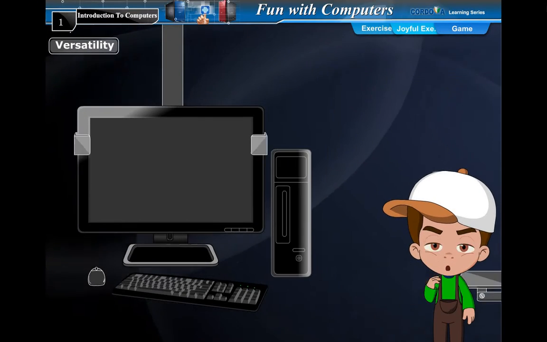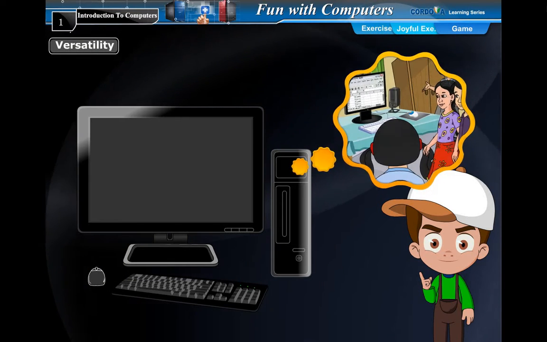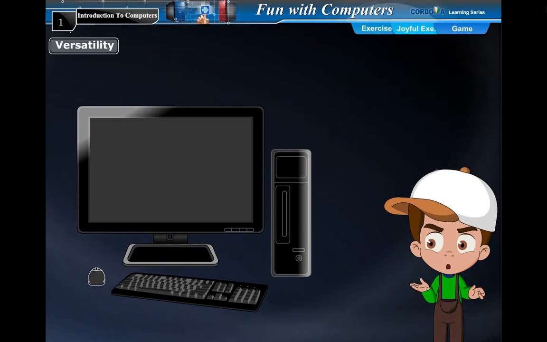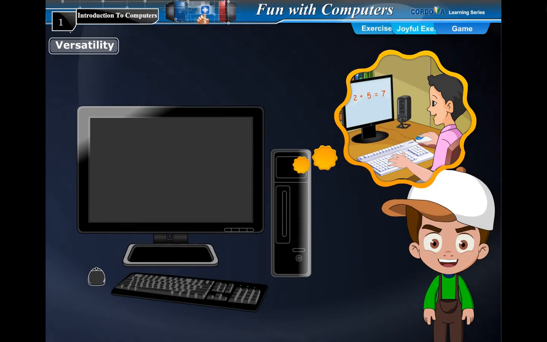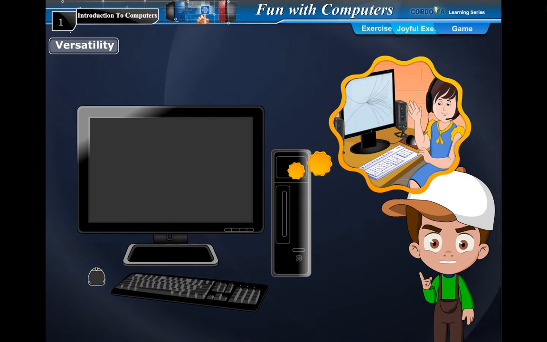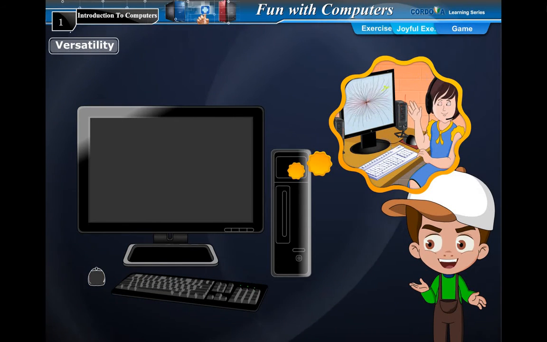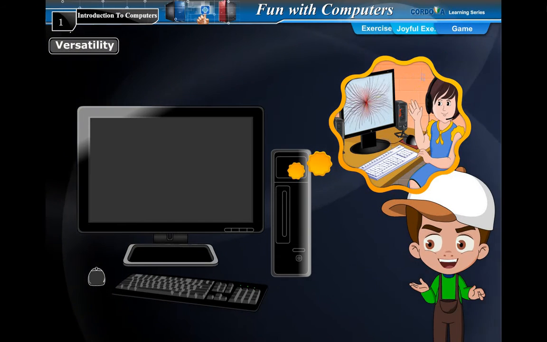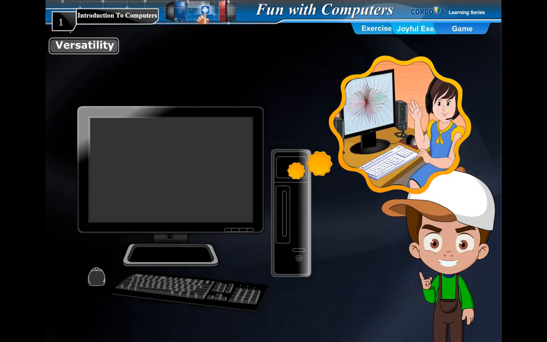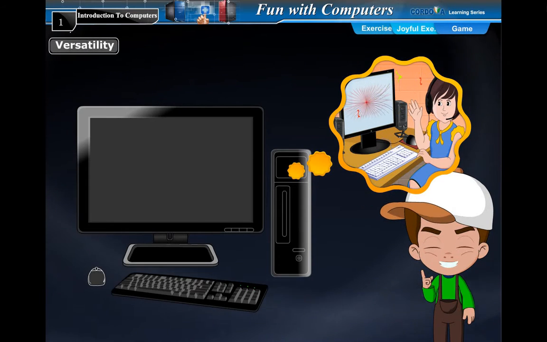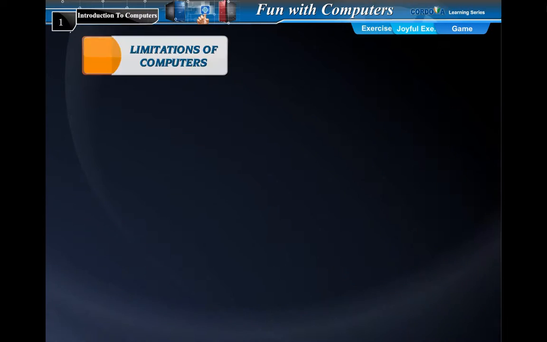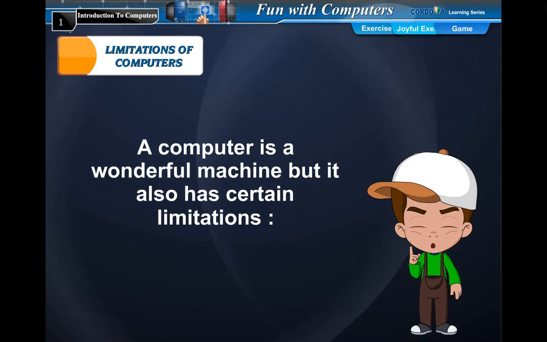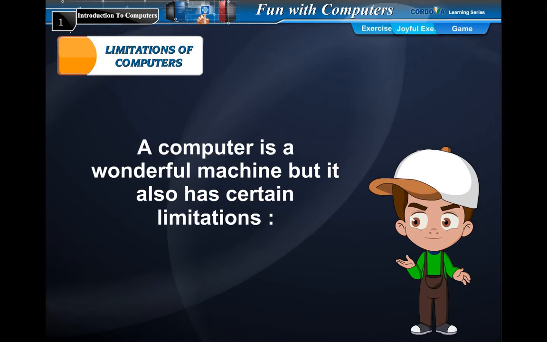Versatility. A computer does a number of different tasks. One moment, it prepares results of a particular examination. The next moment, it gets busy solving sums, and in between, it may be used for listening to the latest songs. Briefly, a computer is capable of performing almost any task, provided the task is reduced to a set of instructions. Limitations of computers. A computer is a wonderful machine, but it also has certain limitations.